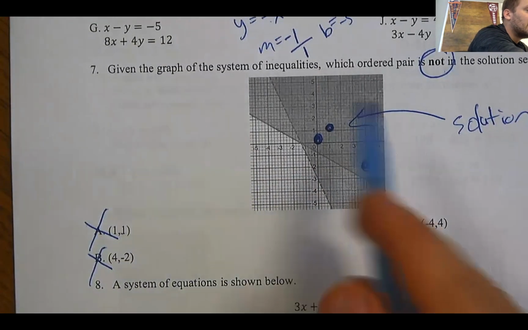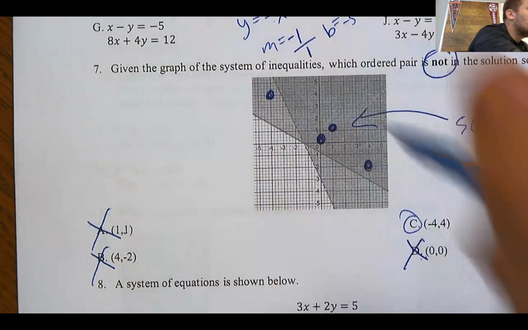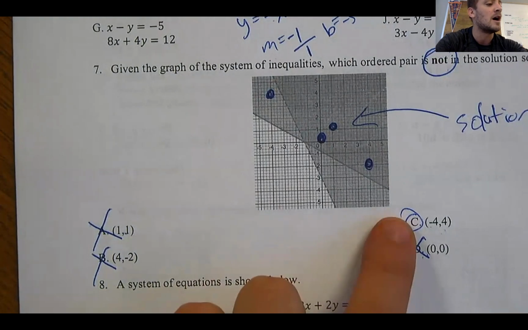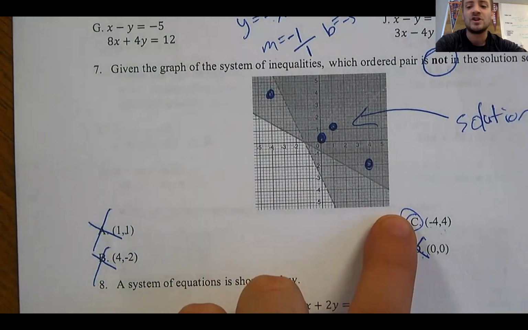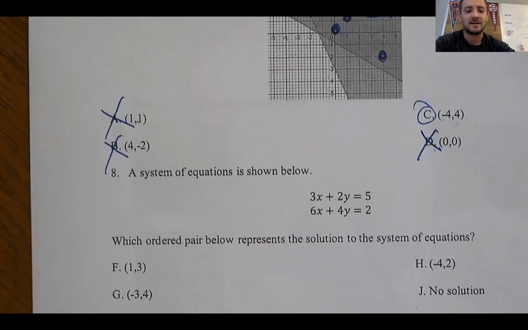So let's verify. -4 and 4. -4, 4 is in our lighter shaded area, which means it's in one of the inequalities. It'll satisfy one of our inequalities, but it does not satisfy both of our inequalities. It has to be in the double shaded area to be a solution for a system of inequalities. So -4, 4 is not a solution, and that's what we were looking for. I like that question. I like that question.